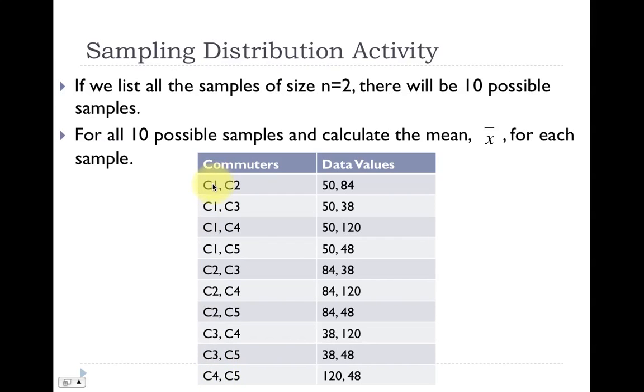Now, each of these represents a possible sample. So for C1, C2, the data values that make up that sample are 50 and 84. Now on the handout that you should be following along with, you'll see this chart, and in the third column I would like you to find the sample mean for all of the possible samples. So we already found out that the sample mean for the sample of C1 and C2 was simply 50 plus 84 divided by 2, which was 67. To find the sample mean for C1 and C3, we simply add 50 plus 38 and divide by 2. And you're going to put that answer in the third column.